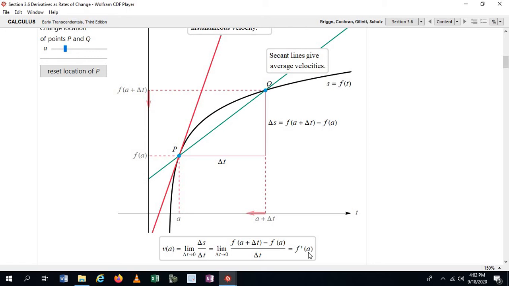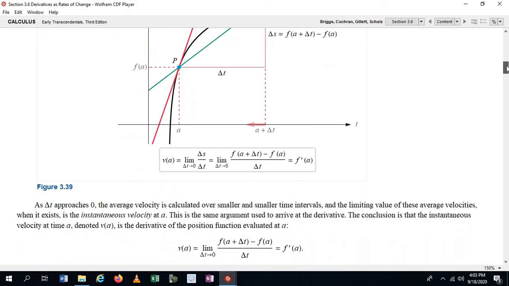So they're all three the same thing. Okay, the instantaneous velocity at a is equal to the slope of the tangent line at a, which is equal to the derivative at a, which is the instantaneous rate of change in the function at a. They're all the same thing.